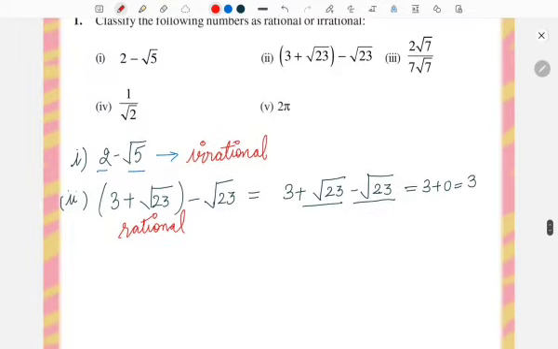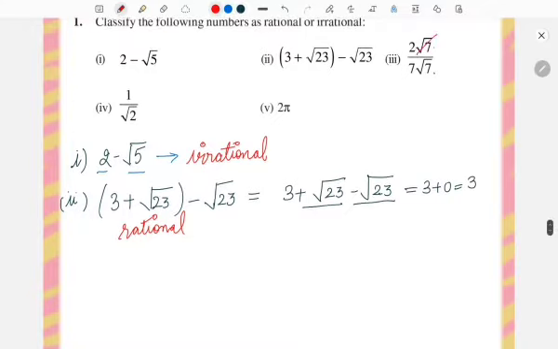Next, third. I am solving it here only. You have √7 here, you have √7 here. If I cancel these out, if I strike off √7 by √7, we can do that, right? The answer would be 2 by 7, and 2 by 7 is in p by q form. So this is what? A rational number.